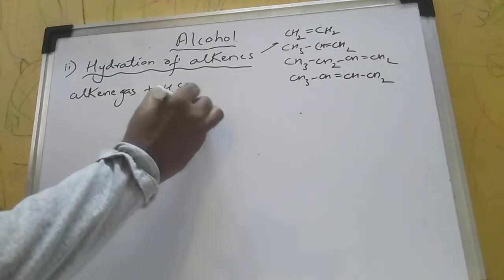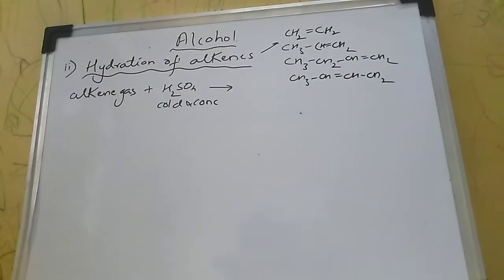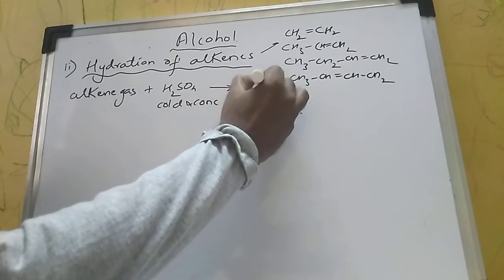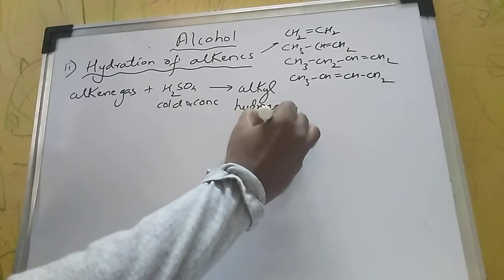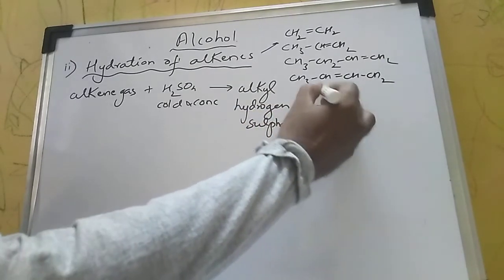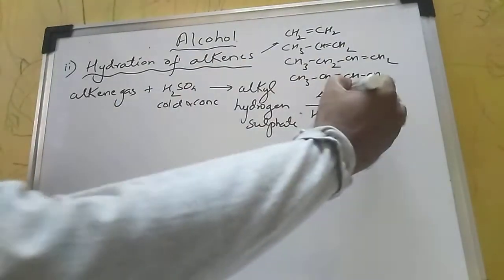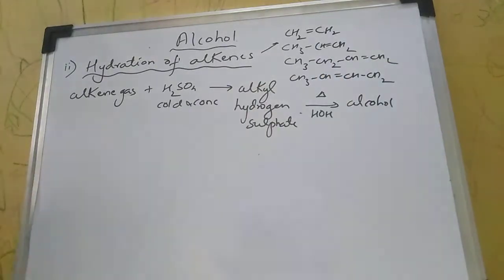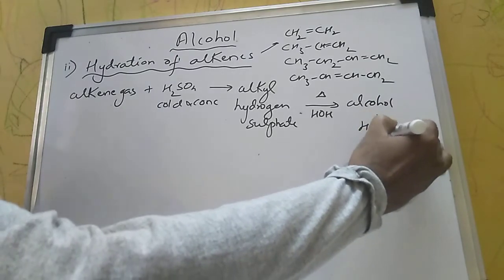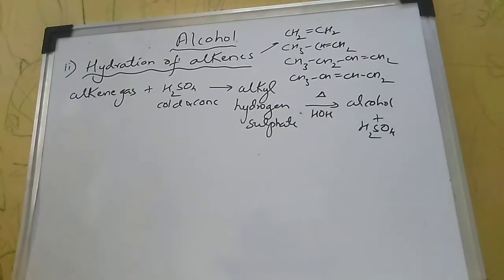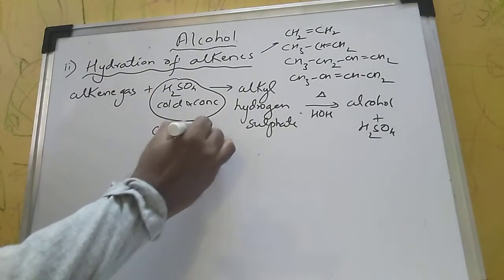cold and concentrated sulfuric acid, where it turns into alkyl hydrogen sulfate. Now this on heating in presence of water turns into the corresponding alcohol, and the sulfuric acid is regenerated in this reaction. It means the sulfuric acid is acting as a catalyst.